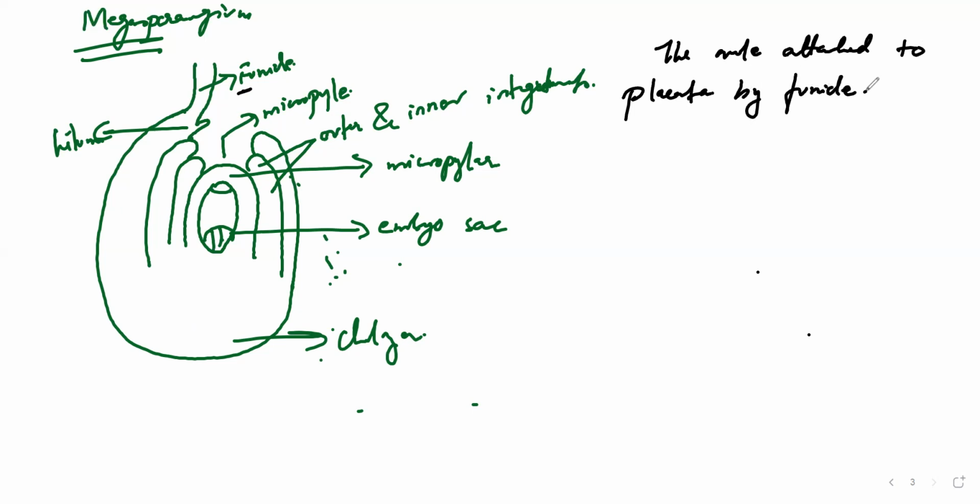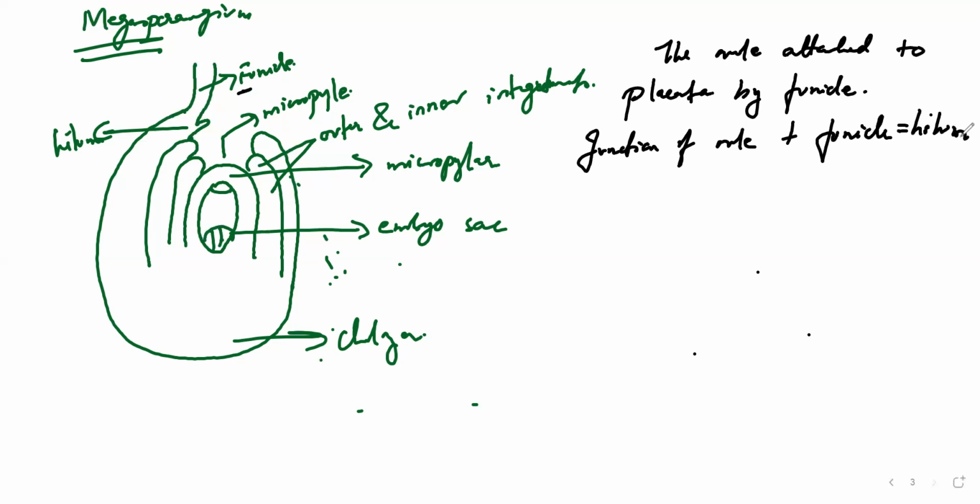Now, obviously, here you can see there's a junction between the funicle as well as what? The ovule. Okay, so the junction of the ovule and the funicle is called what? Hilum. Okay, so the junction of ovule plus funicle is called the hilum.